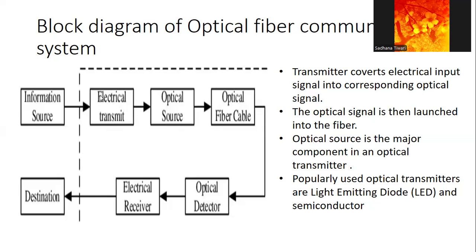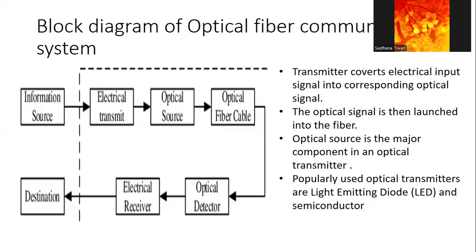So first, the information is in the form of an electrical input signal, and that signal is converted to the corresponding optical signal by this optical source. And after this, the converted optical signal is launched into the optical fiber cable, and from here this optical signal reaches the optical detector, and now the optical detector will convert the optical signal into the corresponding electrical signal at the receiving end.